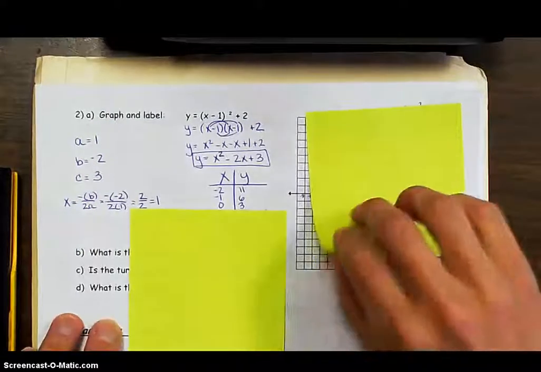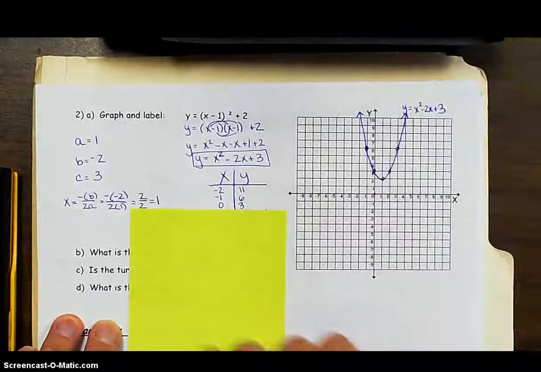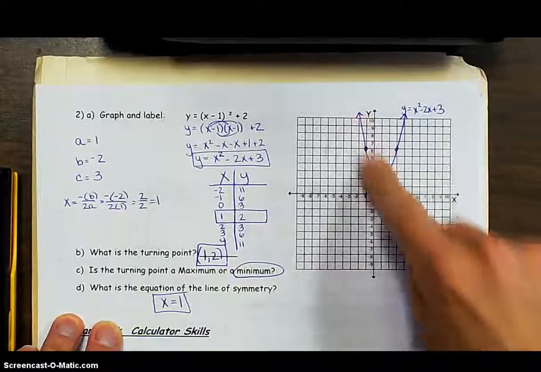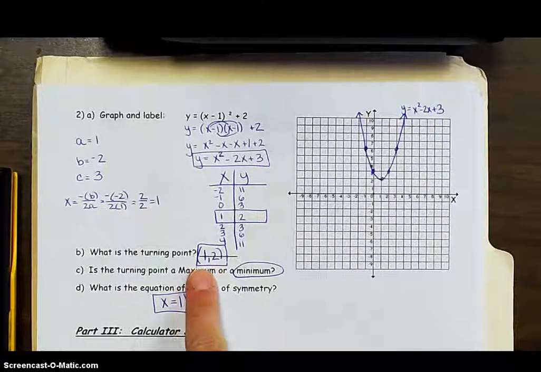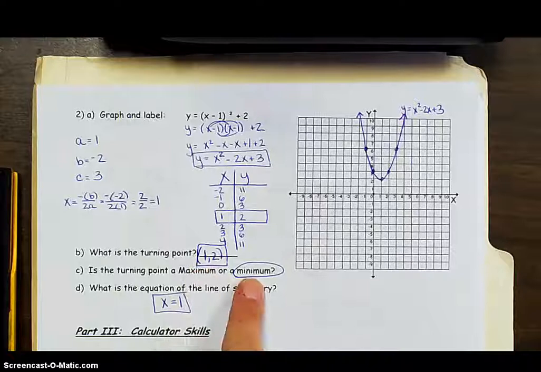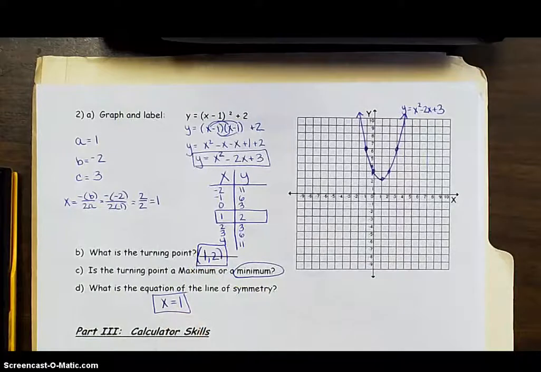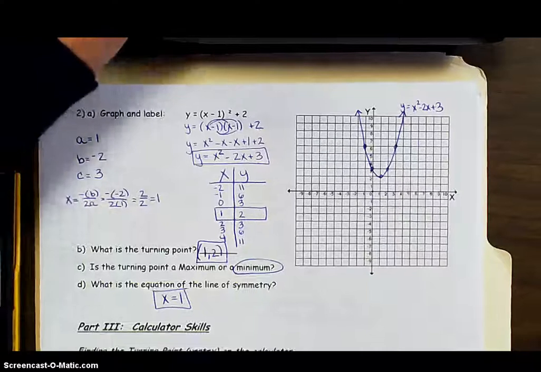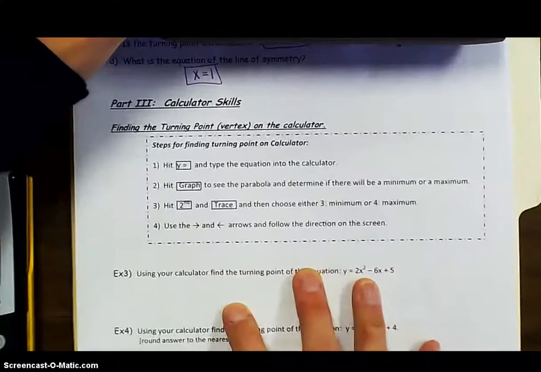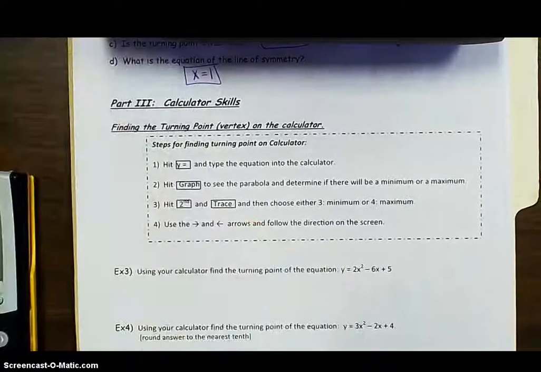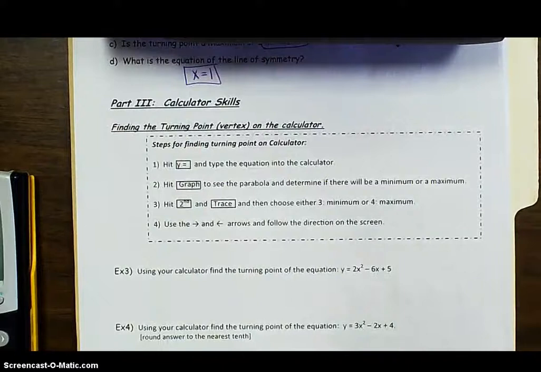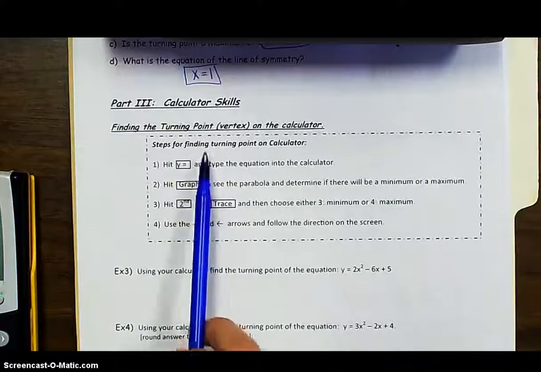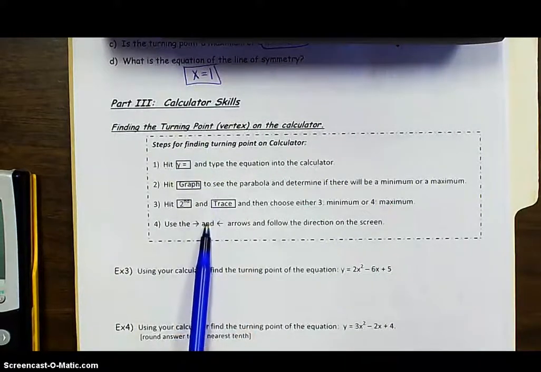All right, let's go ahead and take a look. So if you filled out your table and you plotted your parabola, you can see that the turning point is 1, 2. It's a minimum, and your axis of symmetry is x equals 1. Okay, what I'd like to do now is I'd like us to find out how we can find our turning point without having to set up a table of values or graphing. And we're going to do that by using just the calculator.